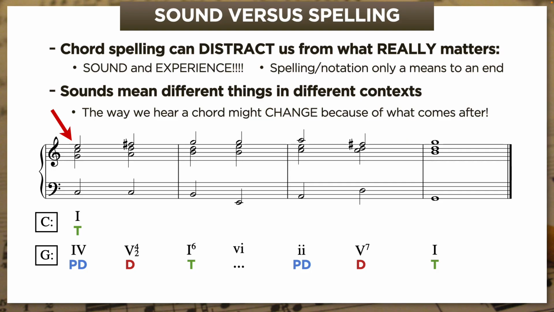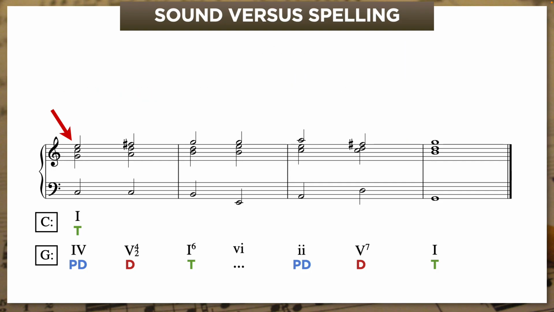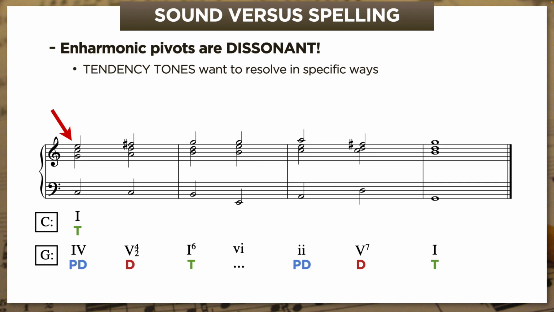This same idea holds with enharmonic pivots, but with a huge caveat. Enharmonic pivots are pretty much always dissonant chords, chords that contain tendency tones. And those tendency tones want to resolve in very particular ways. This isn't true with normal pivots. Our pivot chord here is a C major triad, and that triad in itself doesn't, quote, want to do anything very specific. A lot of things could come next.